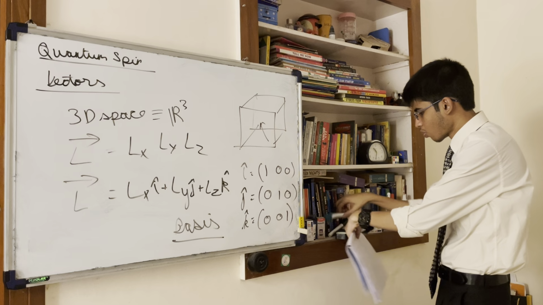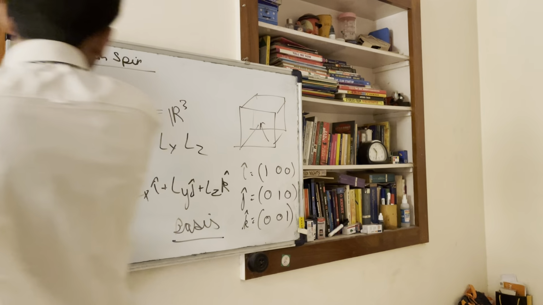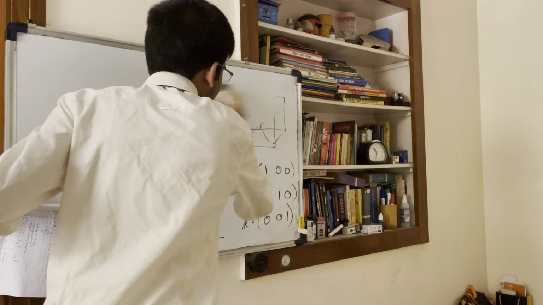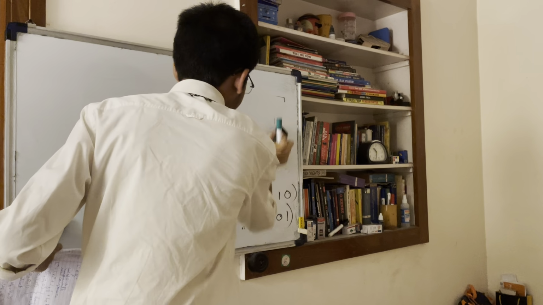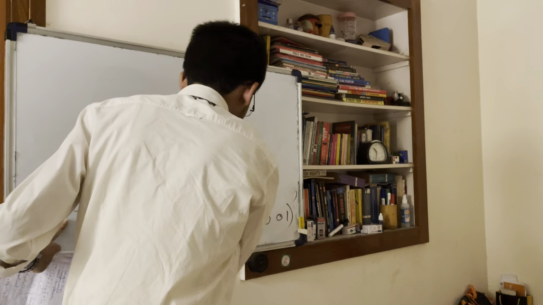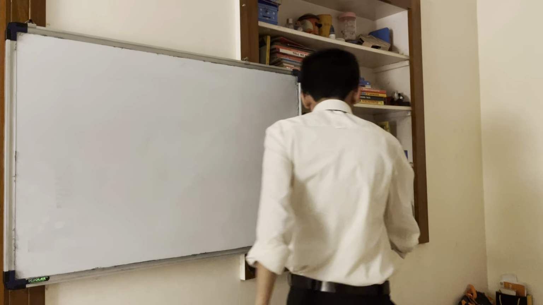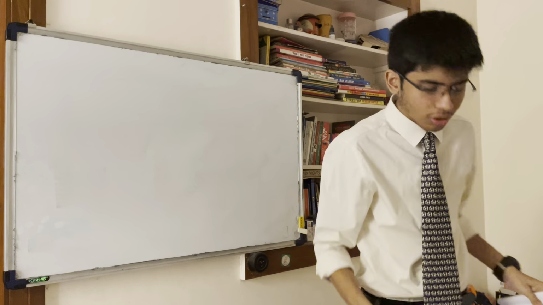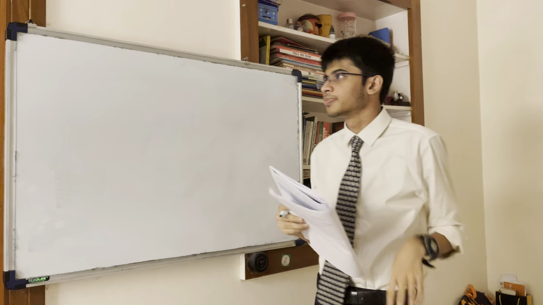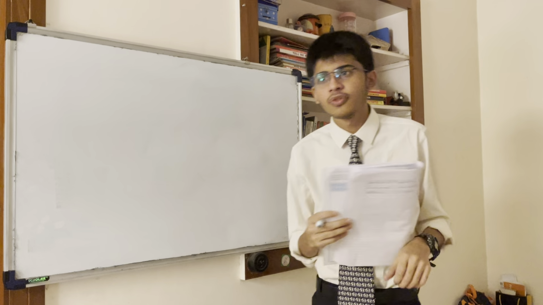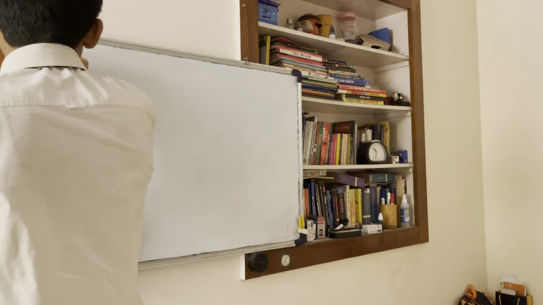Okay, so now once we're done with what bases are and what vectors are, let's move a little more into detail. So now we know what basis vectors are. Now let's talk about multiplying two vectors. If you've taken maths in high school, you would know something called a dot product.